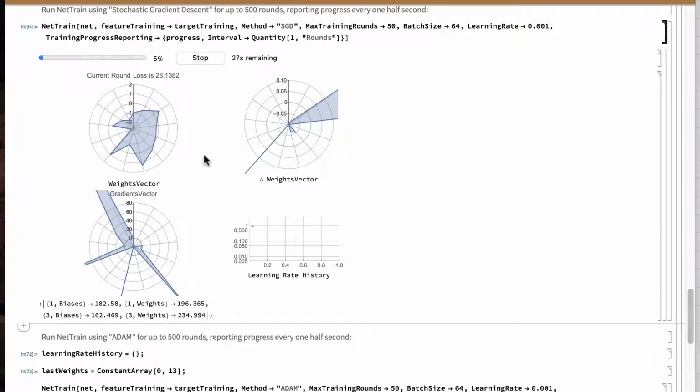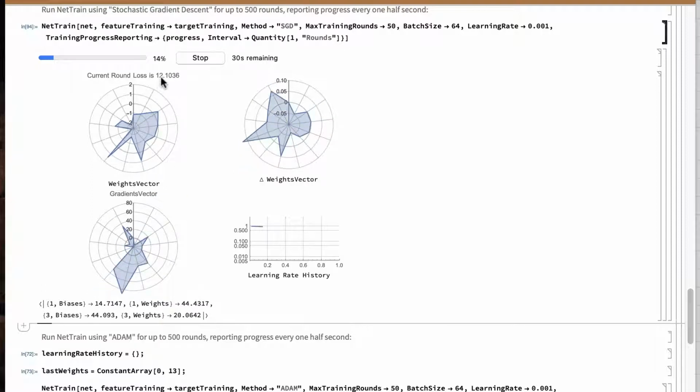All right, and you can see here is the current weights. You can see the loss is decreasing as we move along. This is the change in the weights vector since the last round, and this is the gradients. This is how it's sort of poking around. You can also see the learning rate declining. This is something that SGD does. It tends to decrease the learning rate as we move forward.